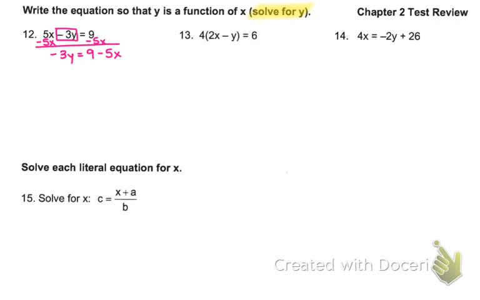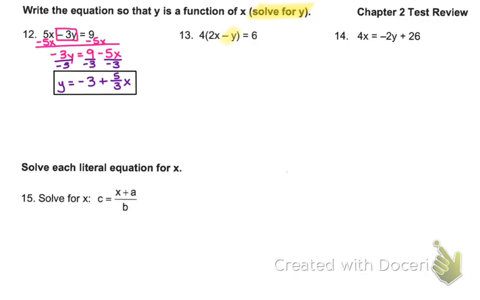Now our final step is to divide by negative 3 to undo the multiplication, but we have to divide everything on the right side by negative 3 and reduce what we can. So on the left I have y by itself, that's my goal, and then I need to reduce my fractions. 9 over negative 3 is equal to negative 3. Negative 5 over negative 3 can't reduce, but we can cancel out the negatives to make it positive.